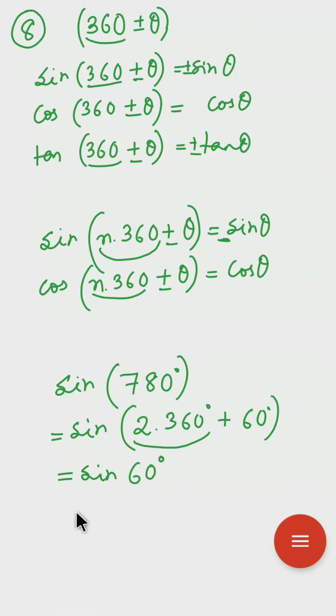Now we know the value of sine 60 degrees, which is root 3 by 2. So the whole problem becomes very simple. Sine of 780 degrees becomes sine of 60 degrees, which is root 3 by 2.